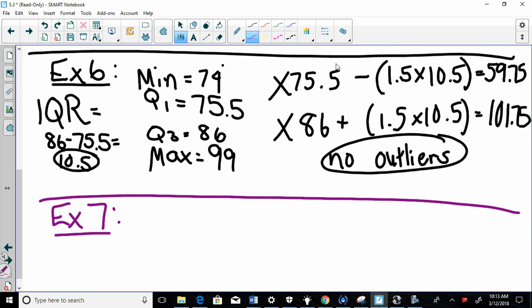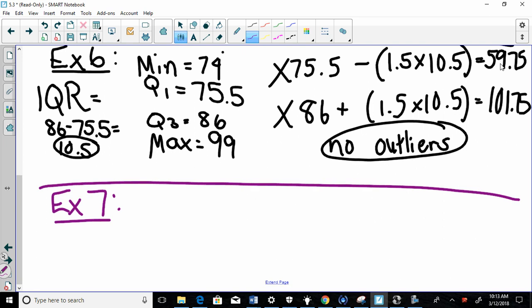Then we're trying to see, is 99, the max, considered an outlier? So I used this formula right here and got 101.75. Is 99 bigger or smaller than that number? So 99 has to be smaller than this number. The min has to be bigger than 59.75, and the max has to be smaller than 101.75. These are the cutoffs for the smallest and the biggest. If they're bigger than this or smaller than this, they're considered outliers.